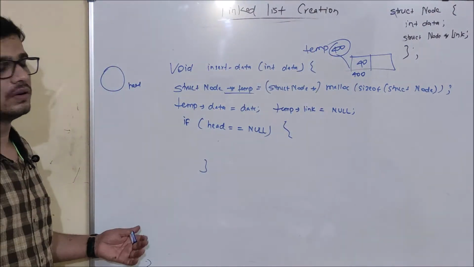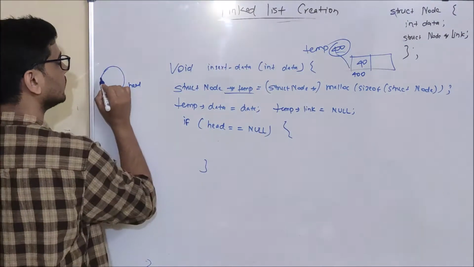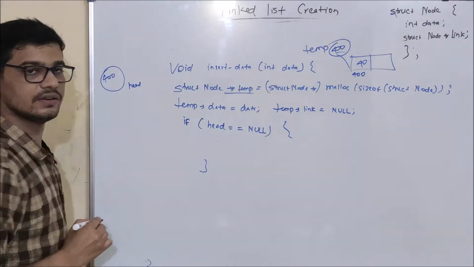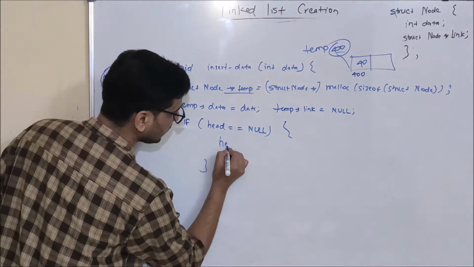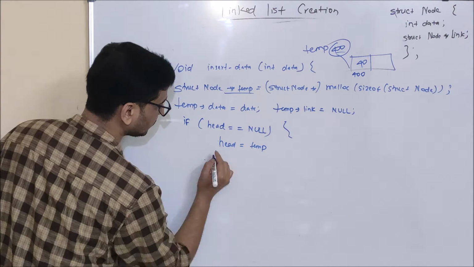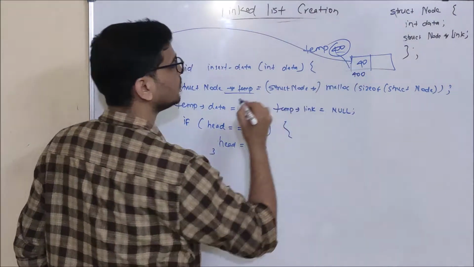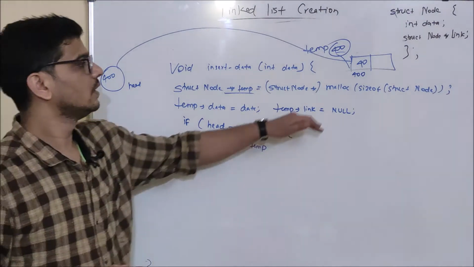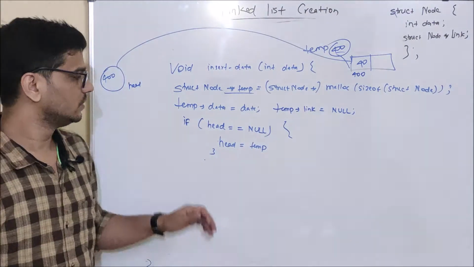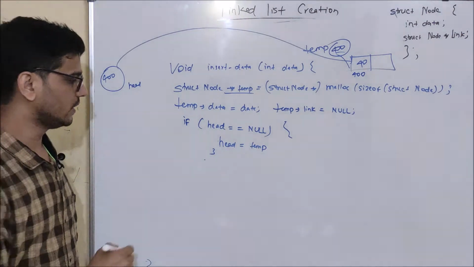So what I will do, I will copy this address in head. And how to write it here? In head, I will copy 10. And what it means? I will create a link between head to the newly created node. So this is where I have nothing in our linked list. Now let's deal with the second case.